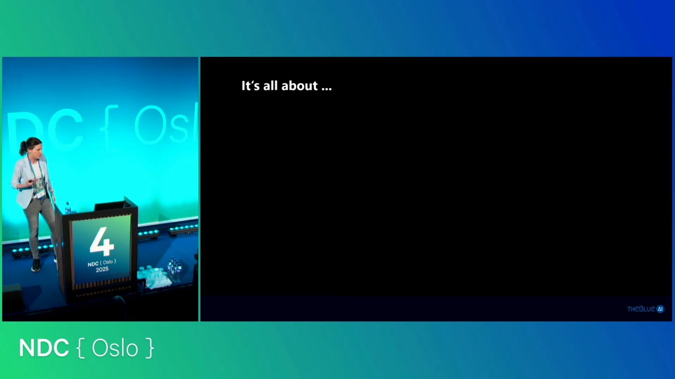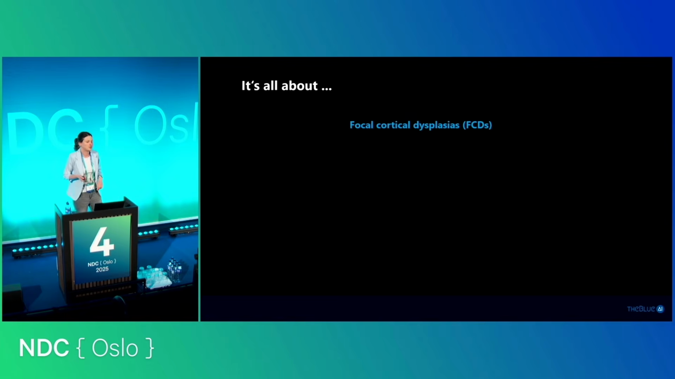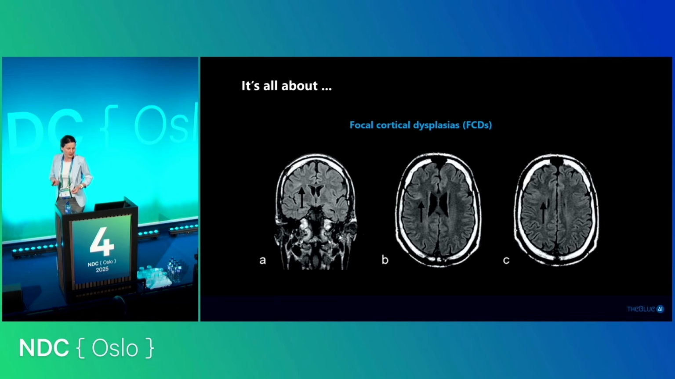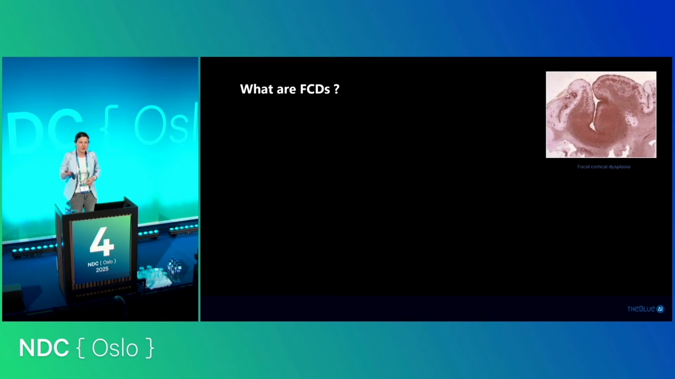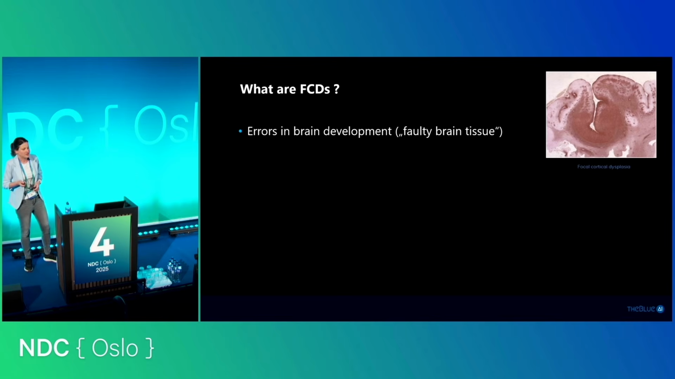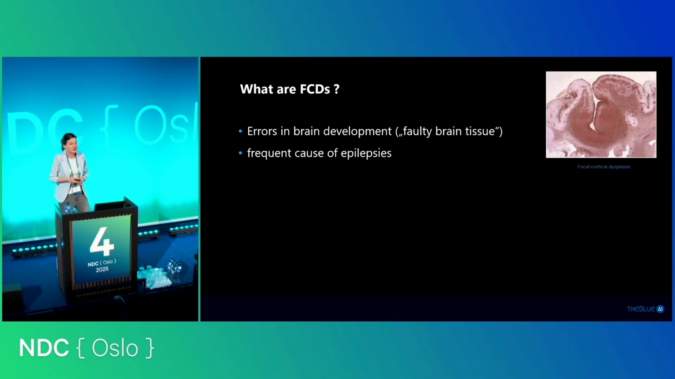So if you would like to get a little bit more into this topic, sooner or later we will get to something called focal cortical dysplasias, or FCDs in short. And so something that looks like that. So what are those FCDs? If we take a magnifying glass, they will look like that. As you can see, there are some misbuildings of the brain, some errors in brain development, which have very high epileptogenic potential, meaning that they very frequently cause epilepsy.